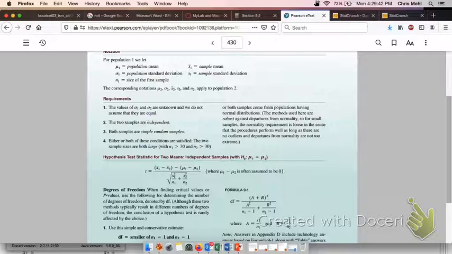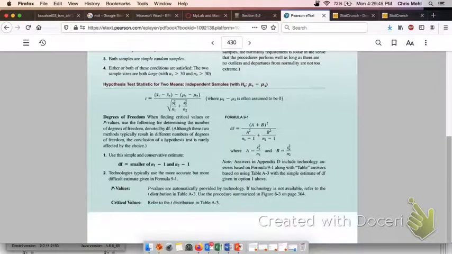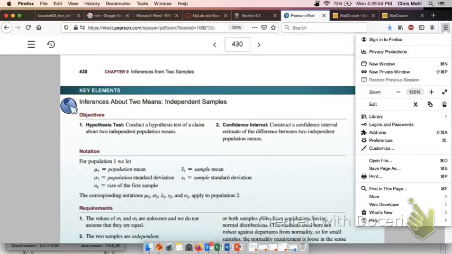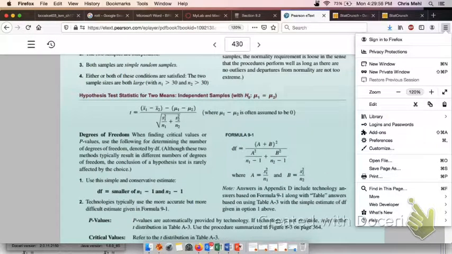Okay, now the formula for the test statistic. Now, if you look at the very top, it says hypothesis test statistic for two means. Real quick, before I go further, I do want to increase the size. There we go.